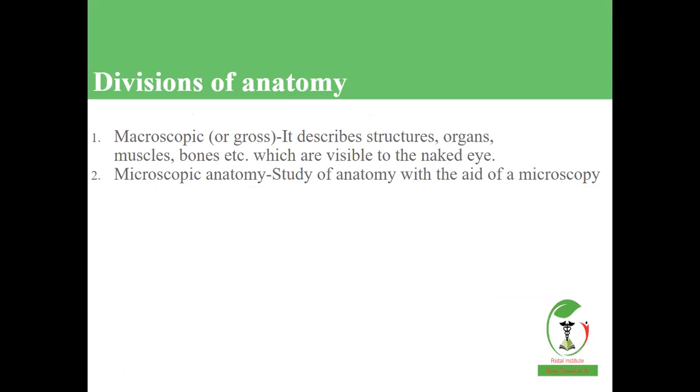So looking at anatomy, we have different ways we can categorize anatomy, and different ways in which we can actually study anatomy. If we use our naked eyes to describe different body parts, then that is gross anatomy, or we call that macroscopic anatomy. But if we use a microscope, then that is microscopic anatomy.